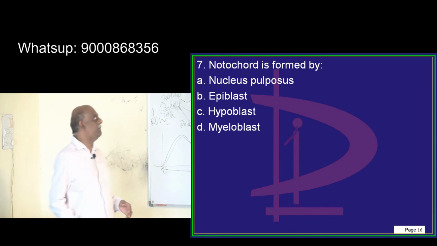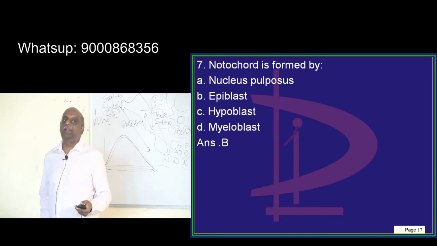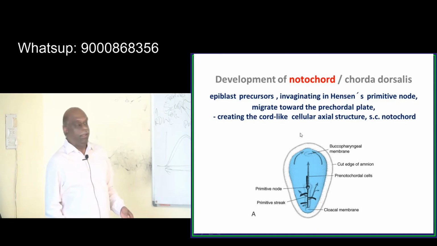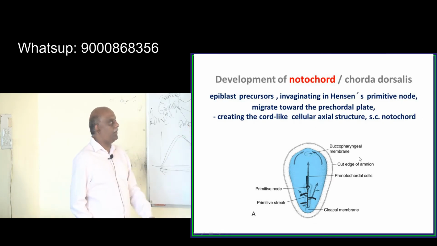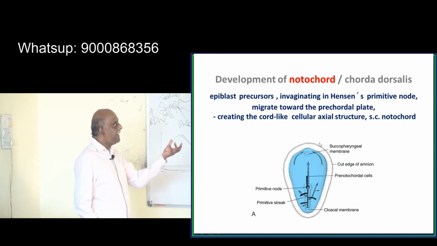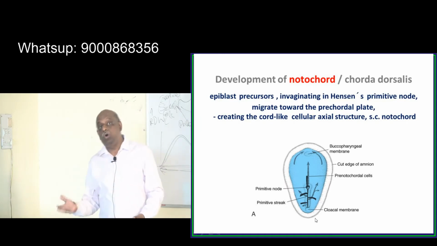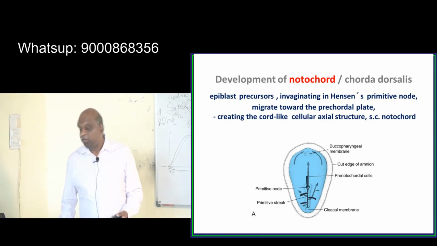Very good. Snober Vani proposes epiblast. Absolutely right. So if you look at the development of the notochord, the epiblastic precursors invaginate into the Hensen's primitive node and migrate towards the prechordal plate, and they create a cord-like cellular axial structure which is also called the notochord, is what you need to remember. So please don't make a mistake.